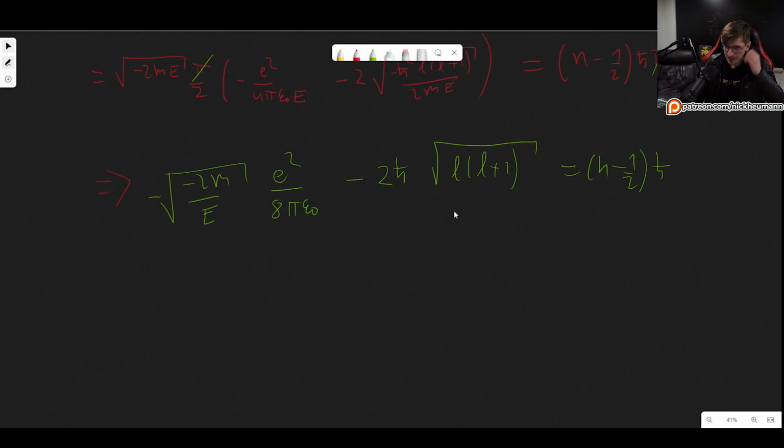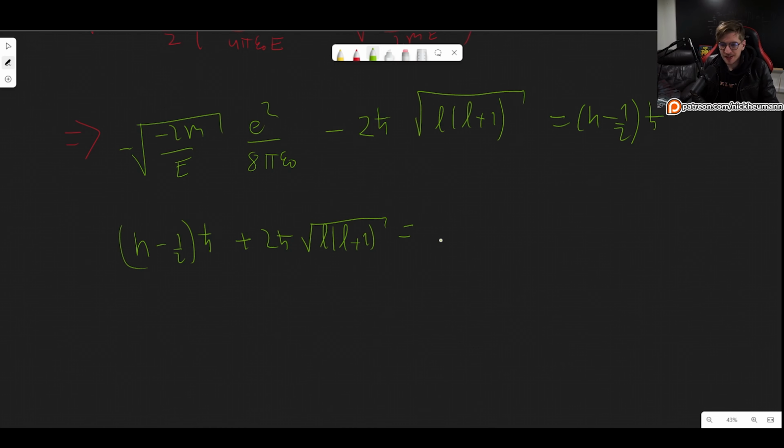So how do we find the energy? Let's put this to the right side. So we end up with n minus 1/2 times h bar, then we have plus 2 h bar square root of l plus 1. And then on the right side, we have this part, which hasn't changed. I simply swapped sides. So we have minus the square root of minus 2m over e. Did we forget about anything? So this is there, that is there. And of course, all those constants. So e squared 8 pi epsilon 0.